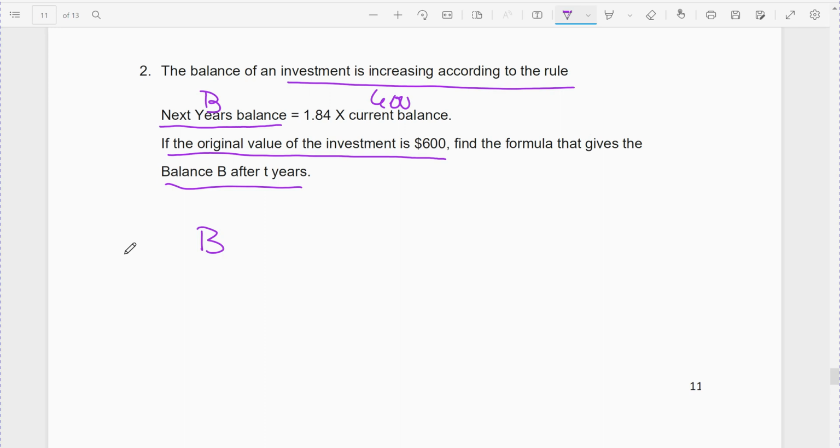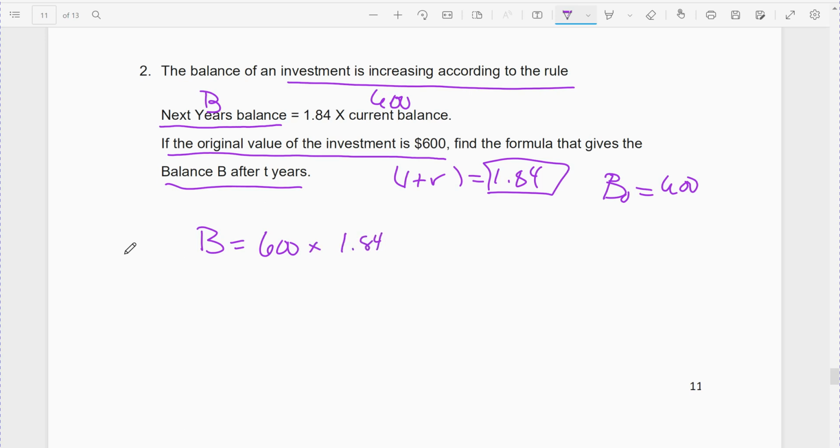And so we get 1 plus R is the 1.84, because that's what we're multiplying by. The present value, or B naught, is 600, and so this is 600 times, and I believe they do use the X symbol, 1.84 raised to the T. So just be aware in the homework that's how it is. If I were writing it out, this is often how I'll write it out. It goes to mean the same thing.